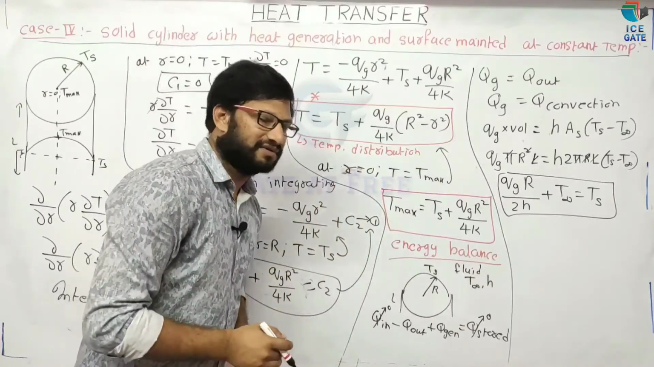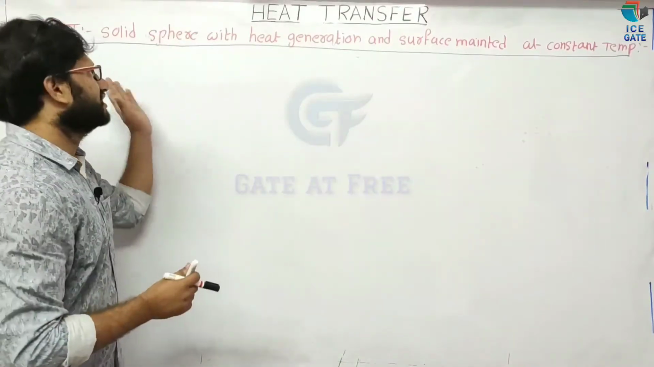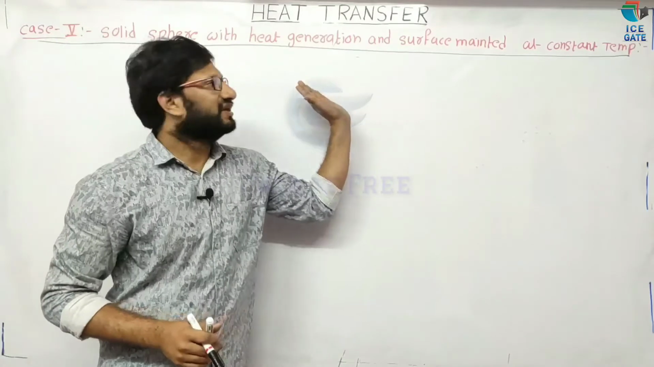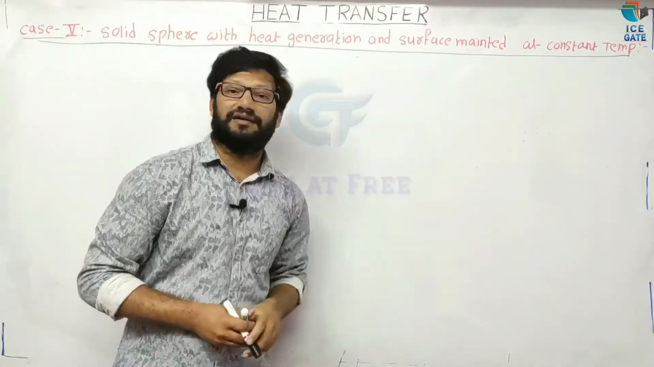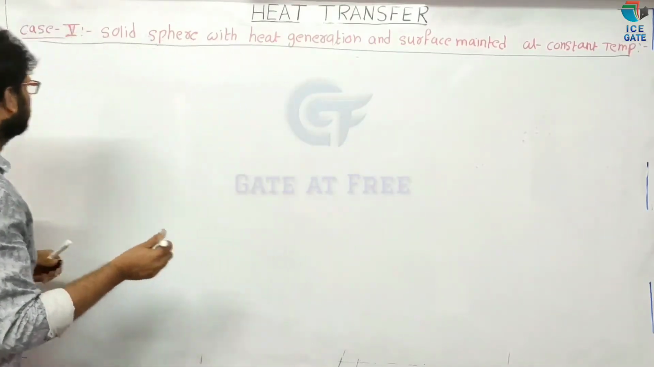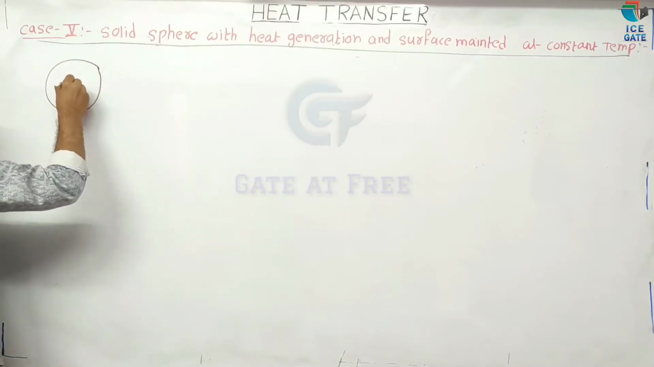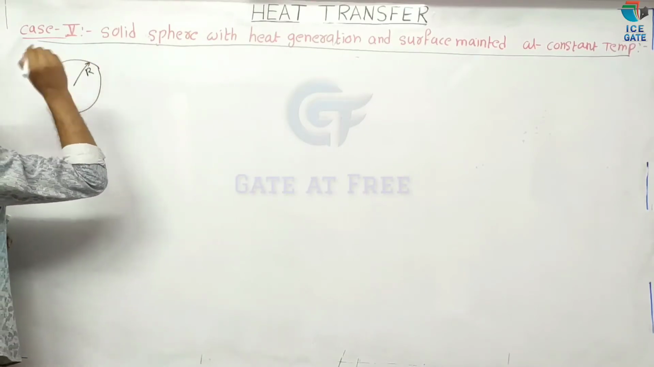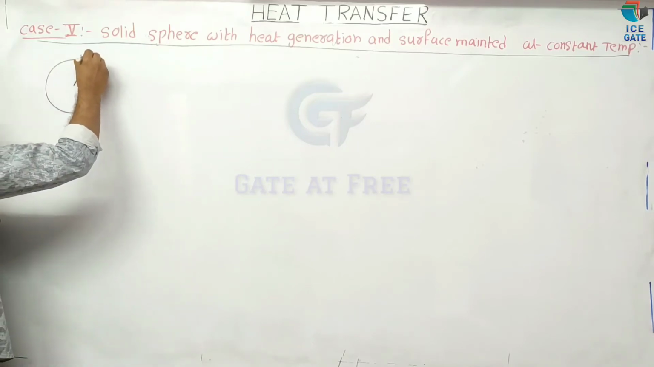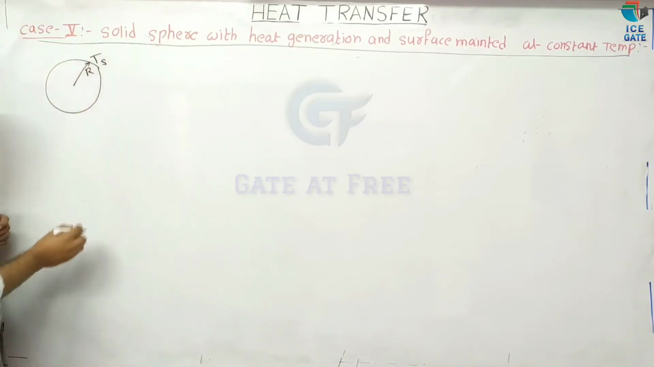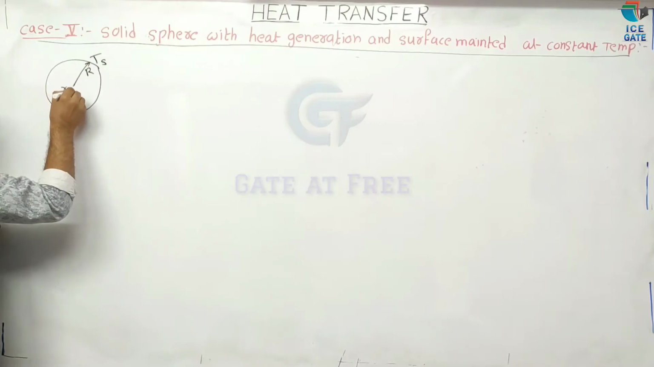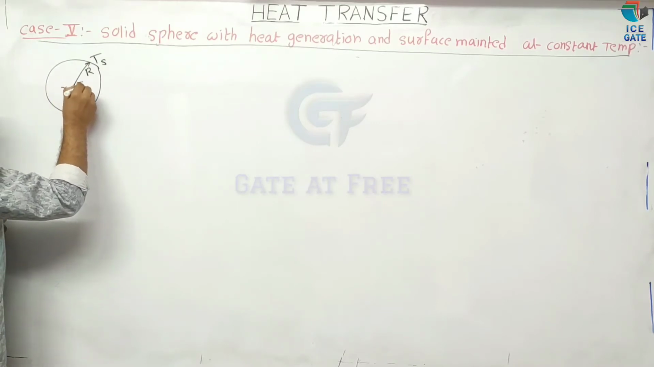Okay, no need. Okay, now next case, case 5. Solid sphere with heat generation and surface maintained at constant temperature. Okay, this is sphere, total radius r, at the surface temperature is Ts. Okay, at r equal to 0, temperature will be maximum.